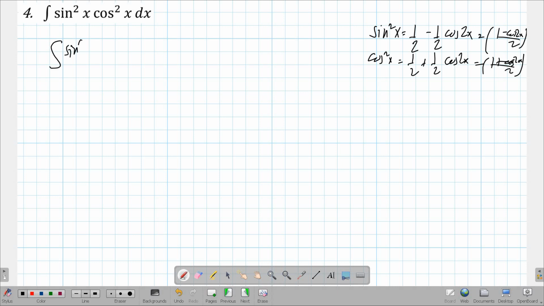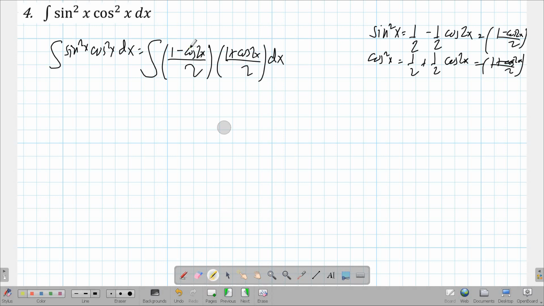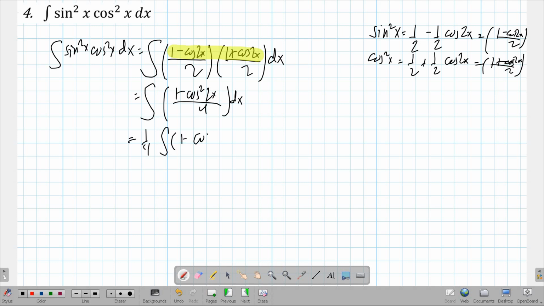So, the integral of sine squared x cosine squared x dx is equal to, following our power reducing formulas, 1 minus cosine 2x over 2 times 1 plus cosine 2x over 2 dx. Now, as you can see, with our knowledge of special products, it would be easier if we multiply them as such. Hence, I'm going to now have the integral of 1 minus cosine squared 2x over 4 dx. Hence, I'm going to have 1/4 integral of 1 minus cosine squared 2x dx, which is something now that we can easily work with.